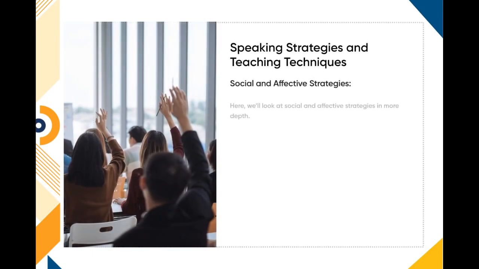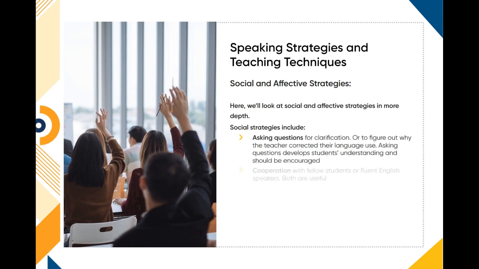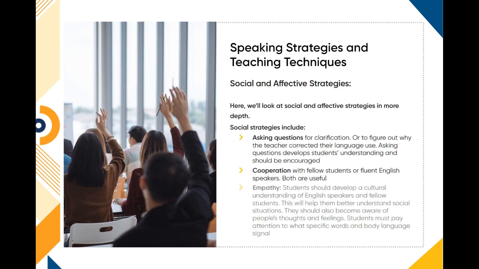Social and affective strategies. Here, we'll look at social and affective strategies in more depth. Social strategies include asking questions for clarification, or to figure out why the teacher corrected their language use. Asking questions develops students' understanding and should be encouraged. Cooperation with fellow students or fluent English speakers. Both are useful.